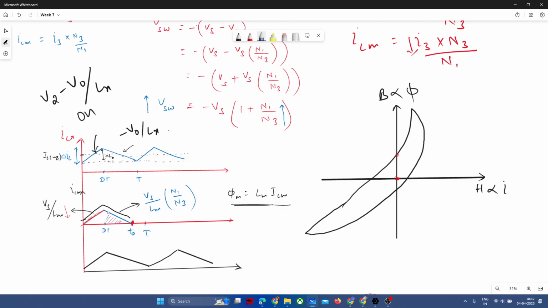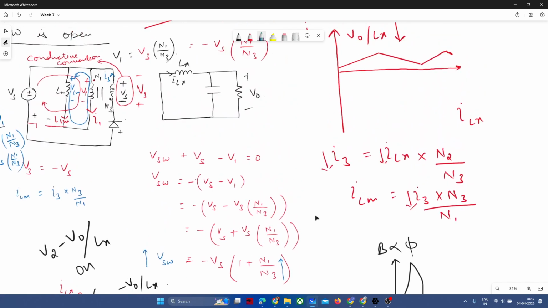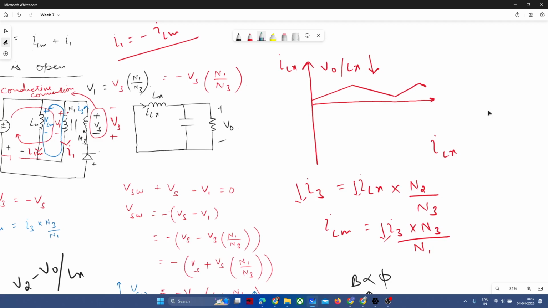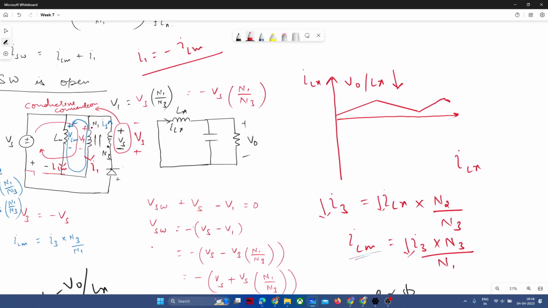So now do you agree or do you still have some confusions? Okay? Yes, sir. So I think magnitude-wise it has a relationship with ILM and ILX, but sir, actually, the center winding we have drawn, there are three windings. The center one is the primary winding. So the center one should carry only the reflected current. It should not carry the discharge current.